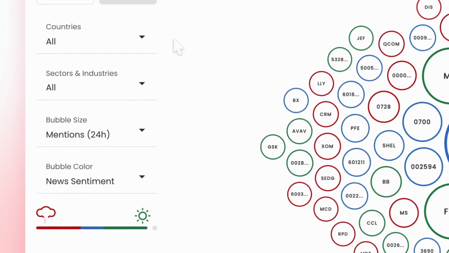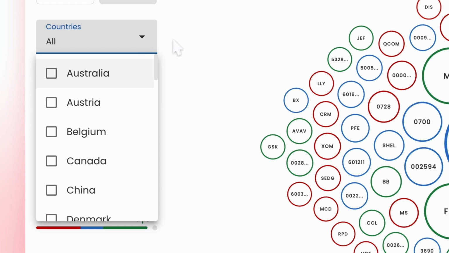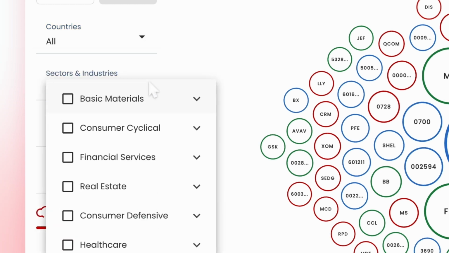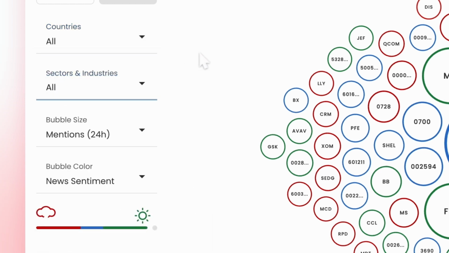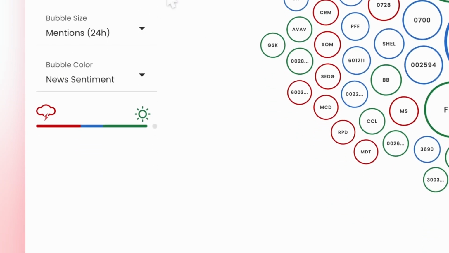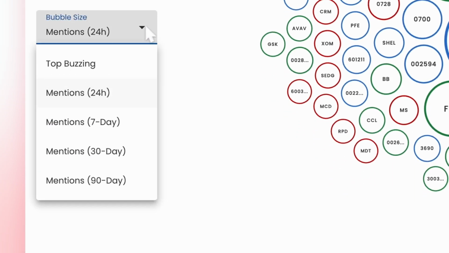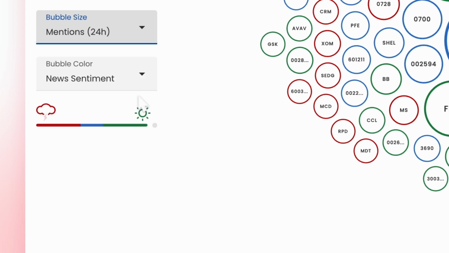Now let's look at the filters along the left. This will help you narrow the search for different instruments. You can look for stocks from certain countries, as well as by specific sectors like financial services, utilities, and healthcare. The next filter is for bubble size, which is based on the number of news mentions. In this case, news mentions in the last 24 hours.